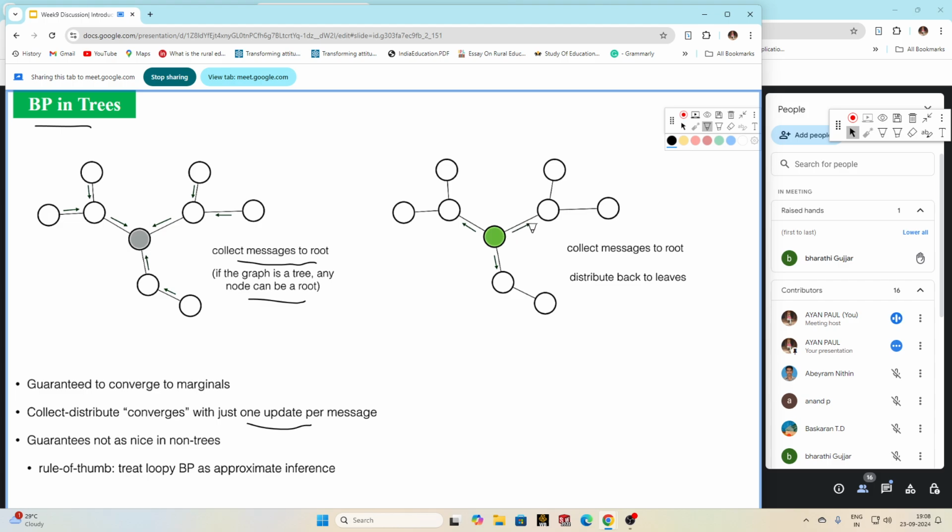That message is sent when the root node is collecting the information, or when the root node is distributing the information back to the nodes. So this is the case of belief propagation in a tree. But if we have a cyclic loop, or a loopy graph, we don't have a tree, and then belief propagation gives approximate inference.